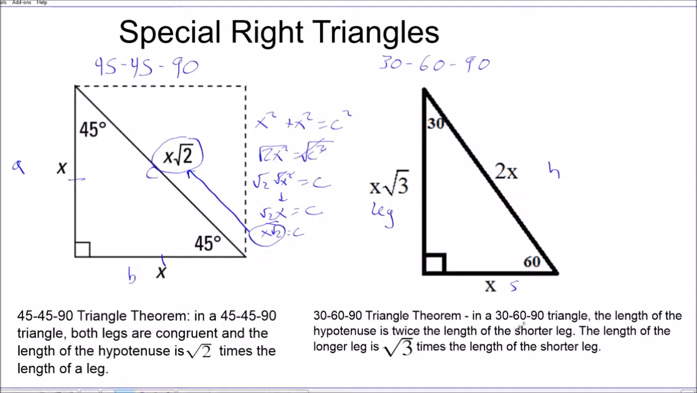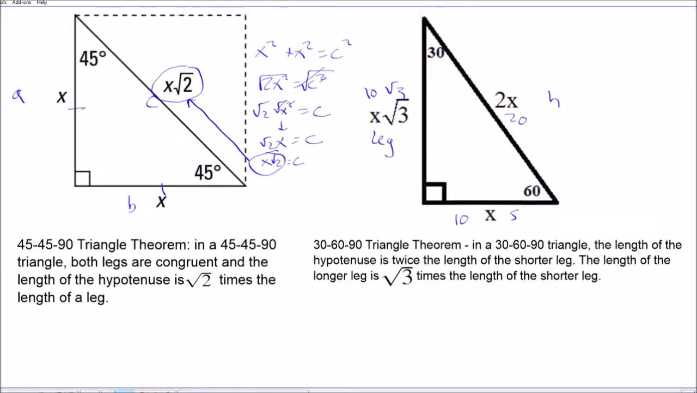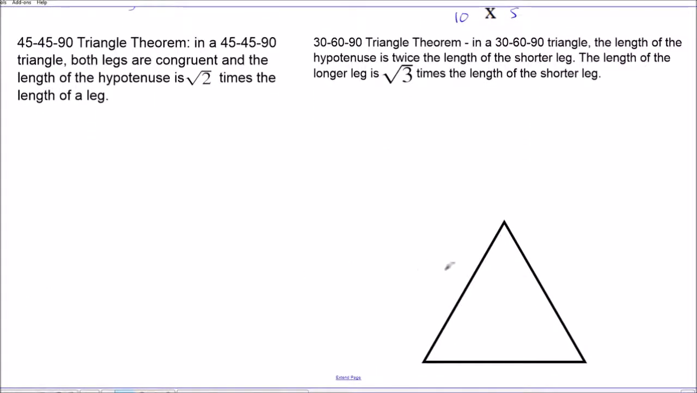Okay, so in a 30-60-90 triangle, the length of the hypotenuse is twice the length of the shorter leg, doubling the length of that. The length of the longer leg is root 3 times the length of the shorter leg. So for example, if this is 10, that means this is 20, and this is 10 root 3. Let's take a look at why that is so we can try to understand it. Okay, so let's start with this triangle right here. Let's say that I had side lengths of 8, 8, and 8 in this equilateral triangle.